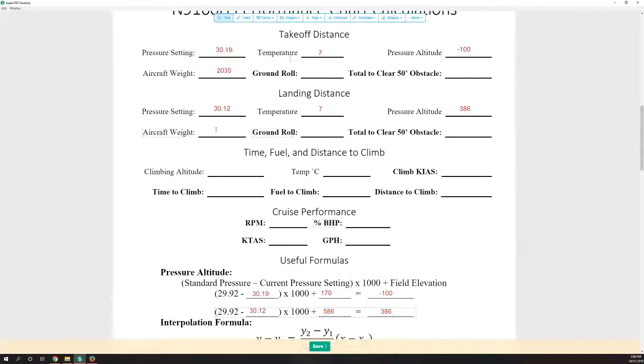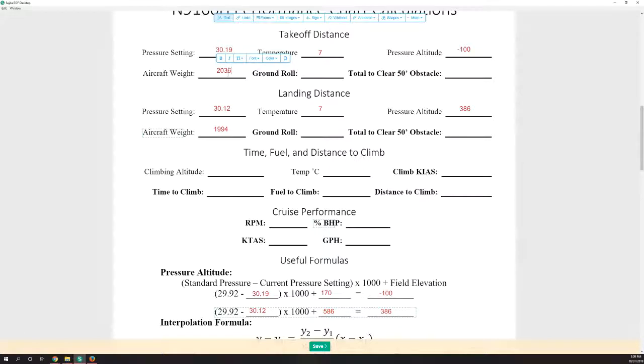Aircraft weight, we figured it out earlier, and the aircraft weight for takeoff was 2,035, and our landing weight was 1,993, and if we scrolled up, we could see that. And I guess if we round it up, it's actually 994, and then it's actually 36, but really it's not going to matter. So now we can figure out our ground roll for takeoff.